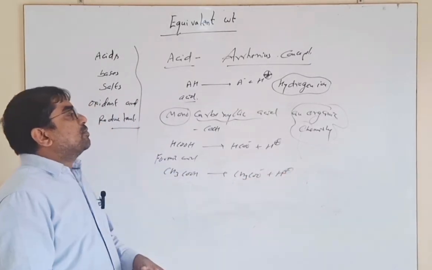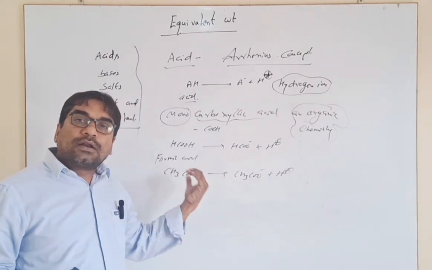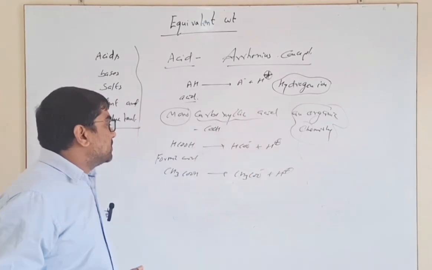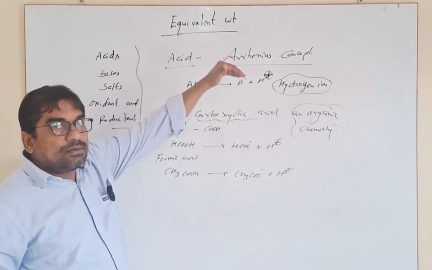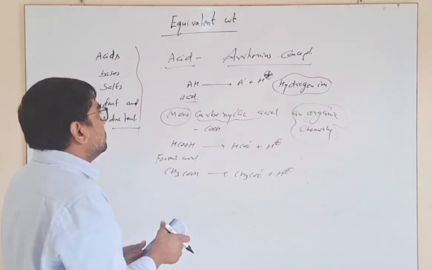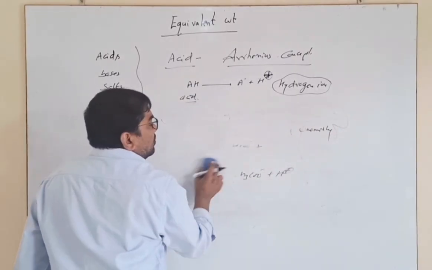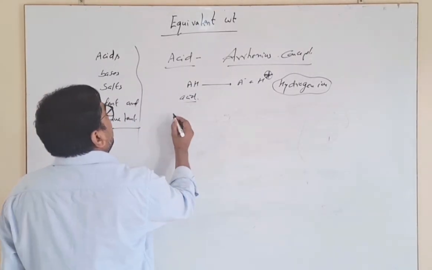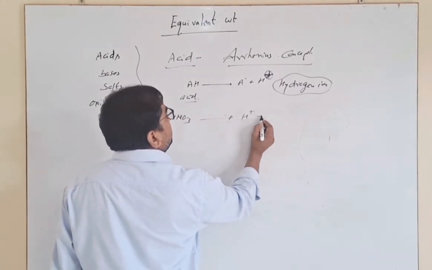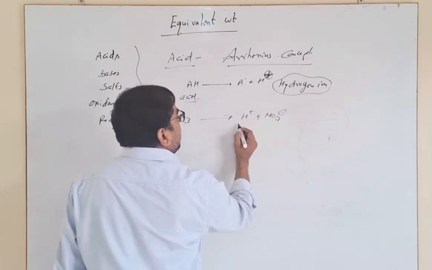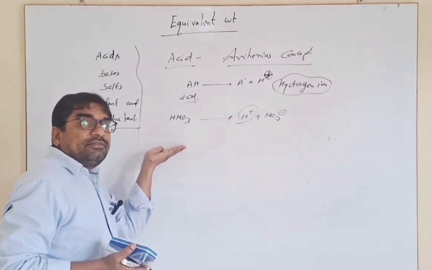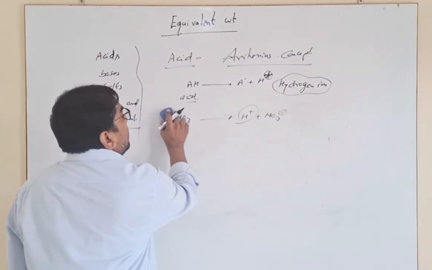For all monoprotic acids, whether organic or inorganic, those that release one proton, one H plus ion in their solution, their equivalent weight will be equal to the molecular weight because the basicity of these acids is 1. Another monoprotic acid is HNO3, nitric acid, an inorganic acid, giving H plus and NO3 minus. Again here it is monoprotic, one H plus, therefore its equivalent weight will be equal to molecular weight.